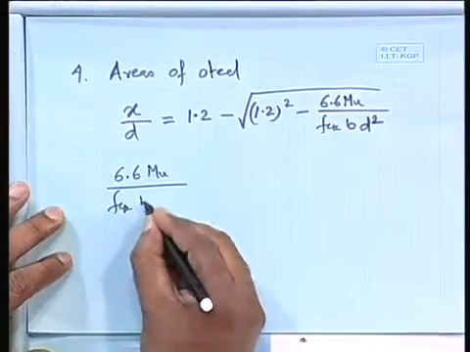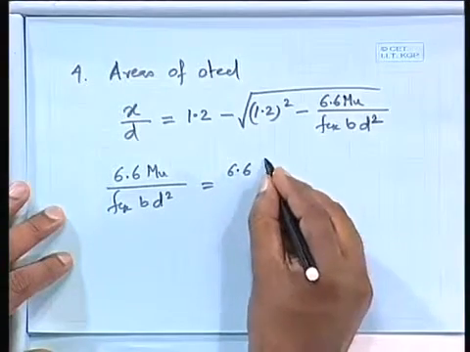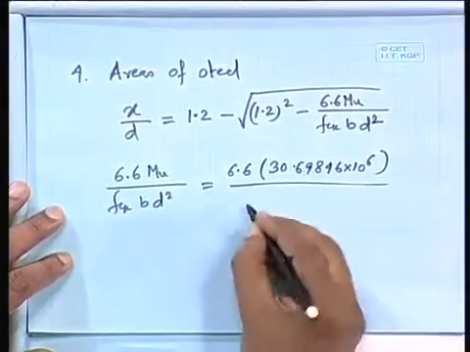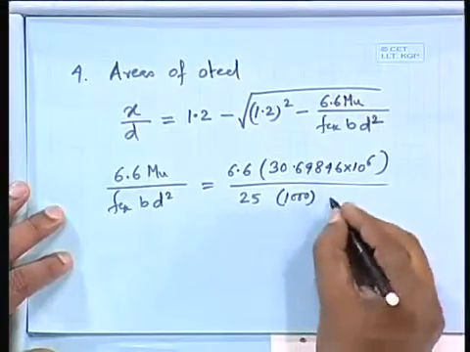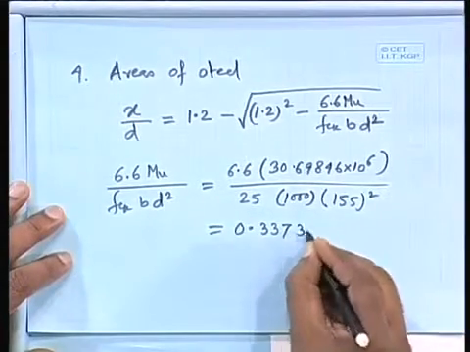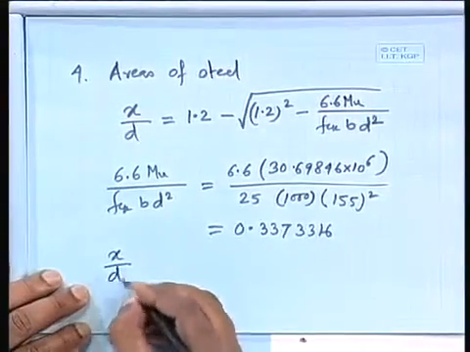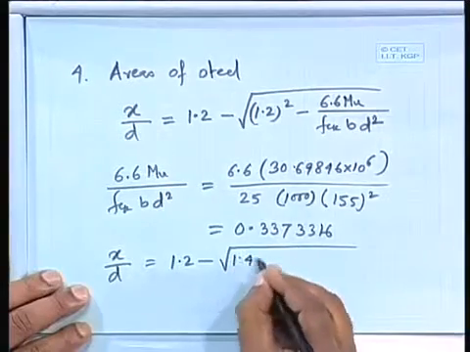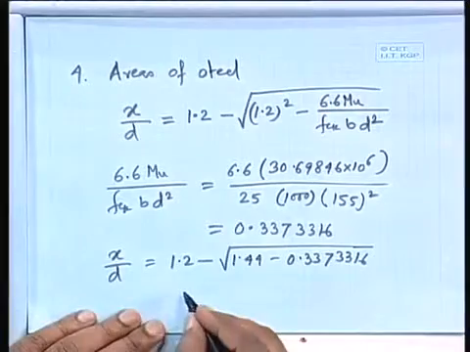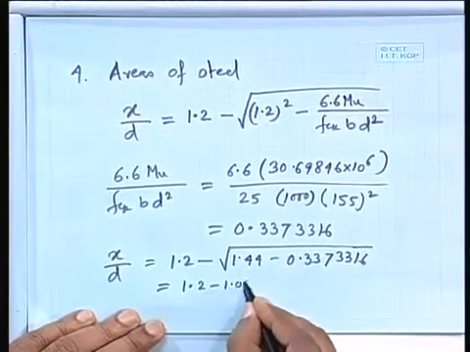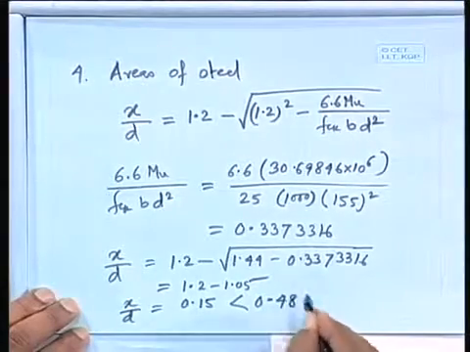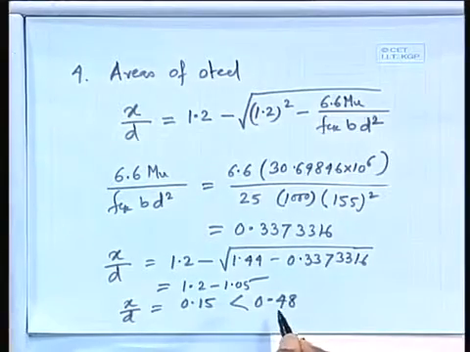6.6 Mu by FCK B D square equal to 6.6 multiplied by 30.69846 times 10 to the power 6 in Newton millimeter divided by 25,000, that is the width per meter width, times 155 whole square, which comes as 0.3373316. So x by D equal to 1.2 minus root over 1.44 minus 0.3373316, equals 1.2 minus 1.05. So x by D equal to 0.15, less than 0.48 for Fe415. So we get x by D 0.15 less than 0.48, that we have to check.